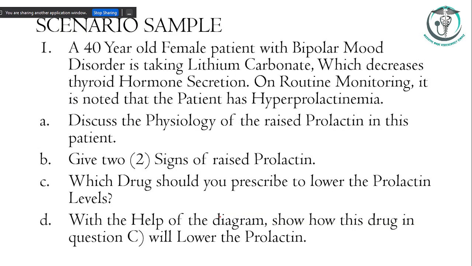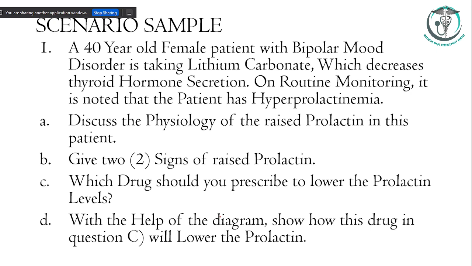Now this is a scenario question and it will cement. A 40-year-old female patient with bipolar mood disorder is taking lithium carbonate, which decreases thyroid hormone secretion. On routine monitoring, it is noted that the patient has hyperprolactinemia. This is your question, your second, third year question. A. Discuss the physiology of the raised prolactin in this patient. If you've understood what I've said, you can try this question out. Let me read the scenario, and then you can try the question out.